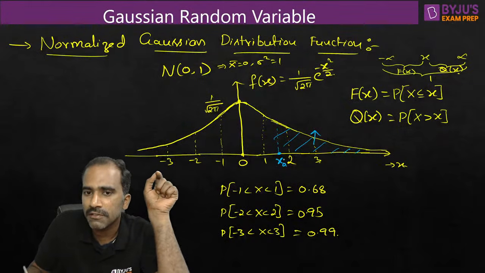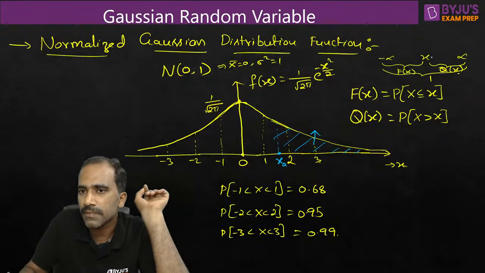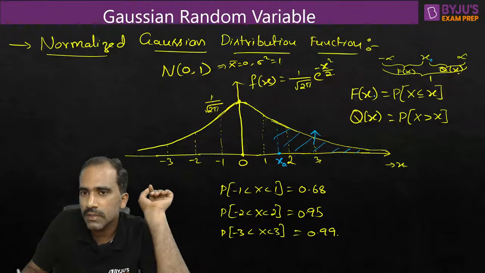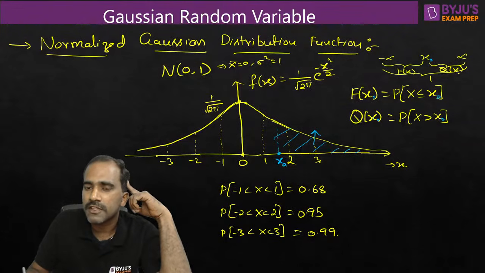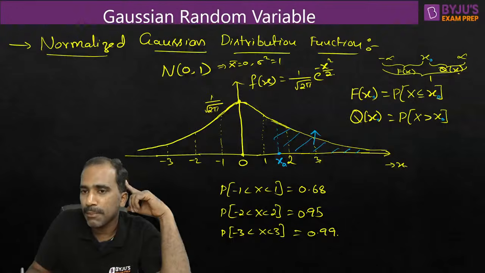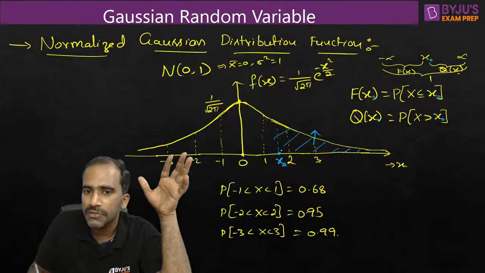So for a particular value of the variable, instead of x, I'm taking it as x naught. Let us take it as x naught. It's not a big deal, just to avoid confusion. Okay. So Q of x naught means the area from, or the probability of the random variable taking values from x naught to infinity.